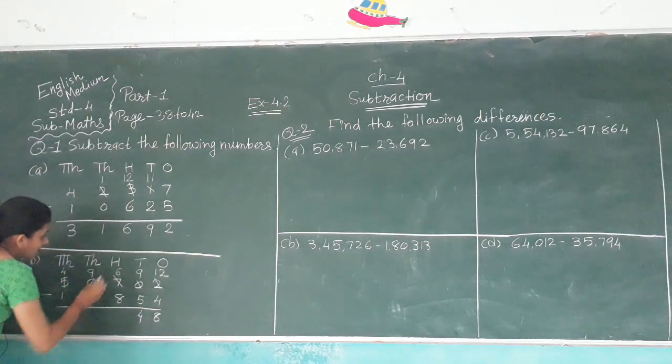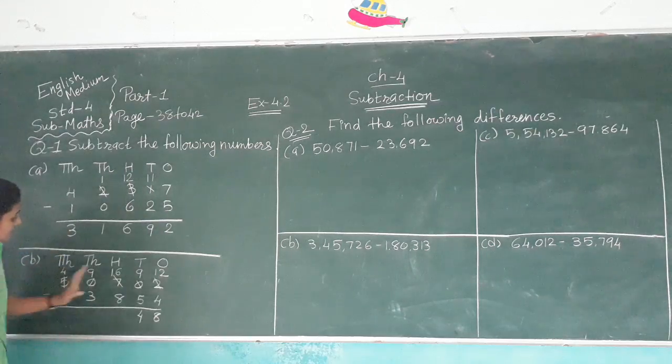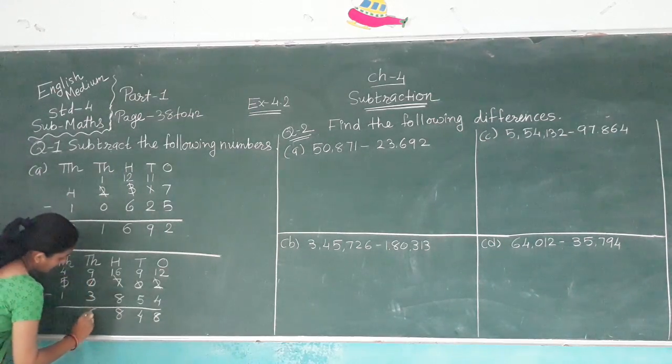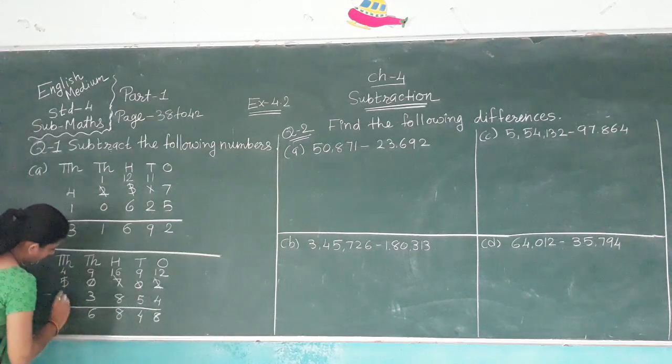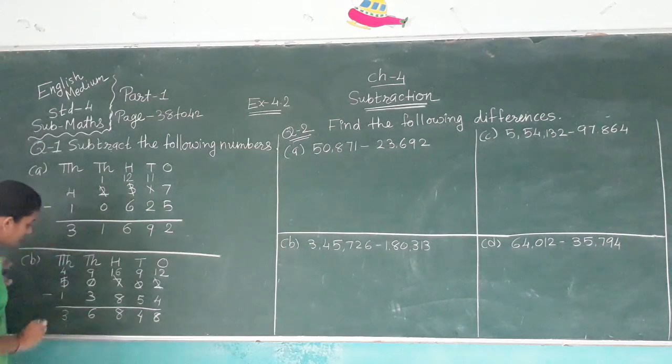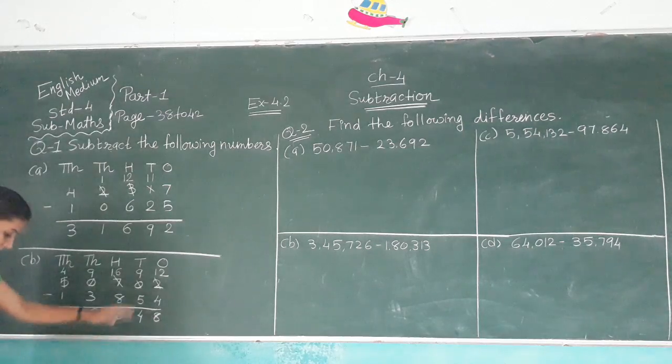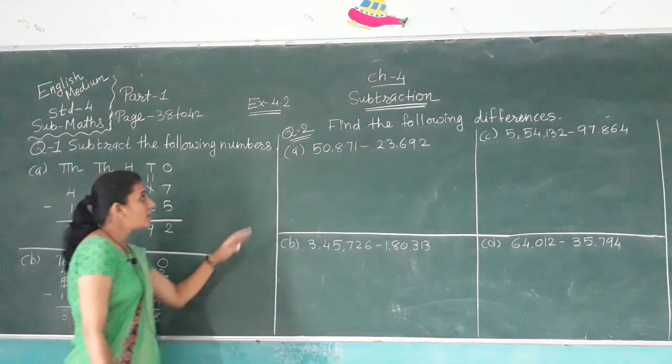Write here 9 and here 16. 16 minus 8, 8. 9 minus 3, 6. And 4 minus 1, 3. We get answer 36,848. Now, question number 2.